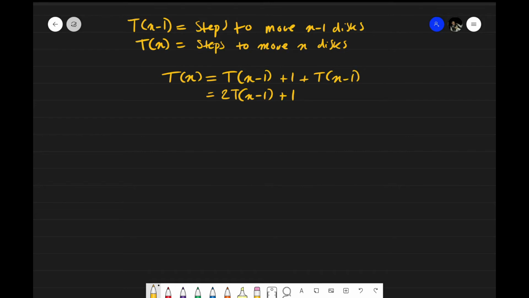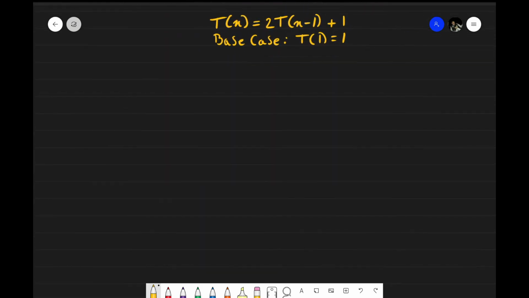However, notice that our recurrence repeatedly calls itself on n-1. If left unchecked, it'll run indefinitely toward negative infinity. We can't have that. So we remedy this by recalling the simplest version of the problem to solve. And that's the case where n equals 1. It only takes one step to move one disk. So we'll call that our base case, and now we have T(n) equals 2 times T(n-1) plus 1, with base case T(1) equals 1.